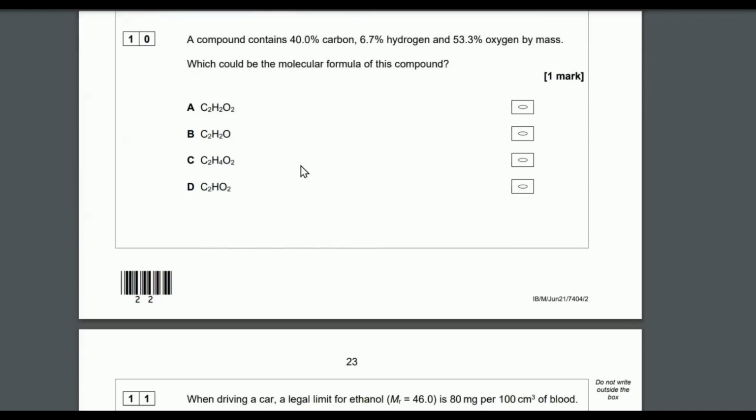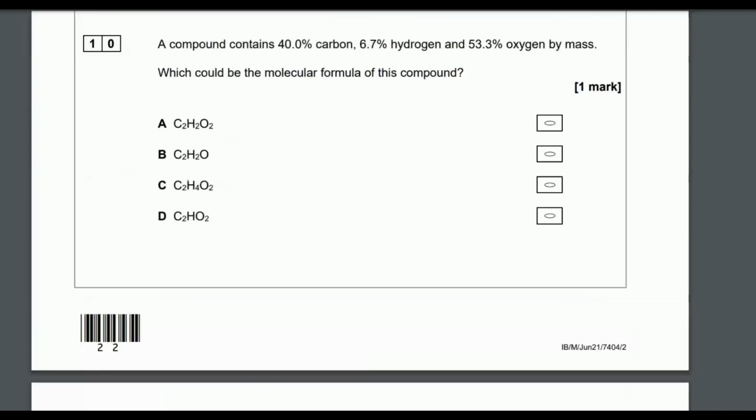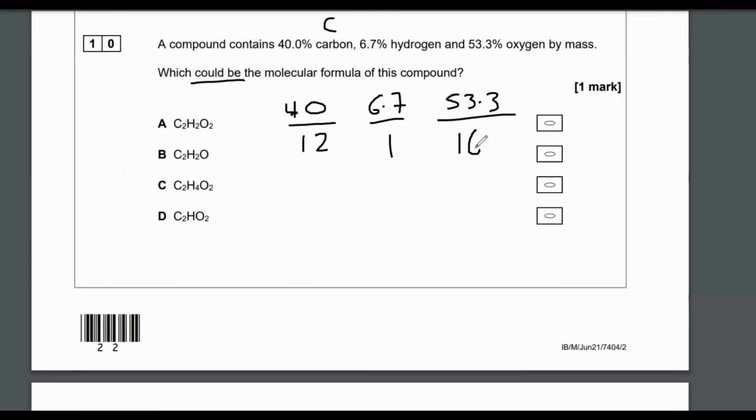Let's go to 10. A compound contains 40% carbon, 6.7% hydrogen, and 53.3% oxygen by mass. Which could be the molecular formula of this compound? What I want to do is work out the empirical formula first. You know how to do that. You do the percentage over the relative atomic mass, or the Ar of the element. Then you simplify it into the simplest whole number ratio, and any multiple of that could be the molecular formula.